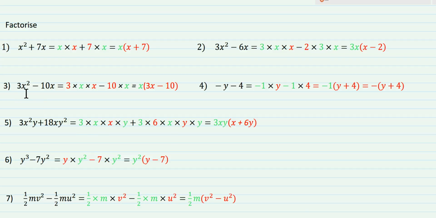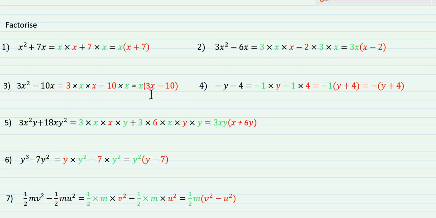Question 3, 3x squared minus 10x is equal to, and we split this up into 3 times x times x minus 10 times x. So what's common to this and this is... sorry, this one is slightly different. In here it's only the x's which are common. So you have a green x here and the green x here. So it's the x which goes outside the bracket. There's no other factors. So if you take out the x, you get left with 3x.